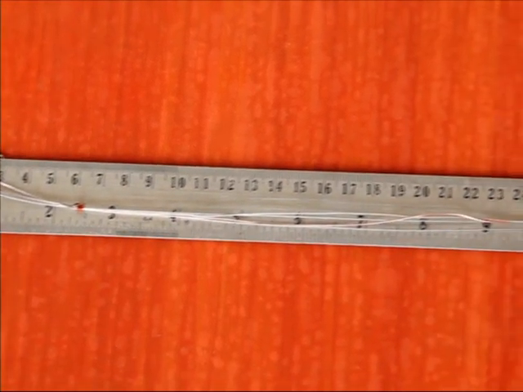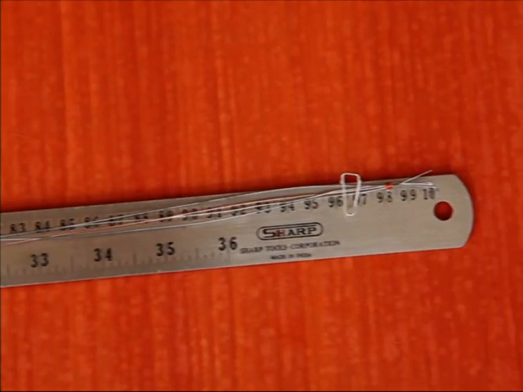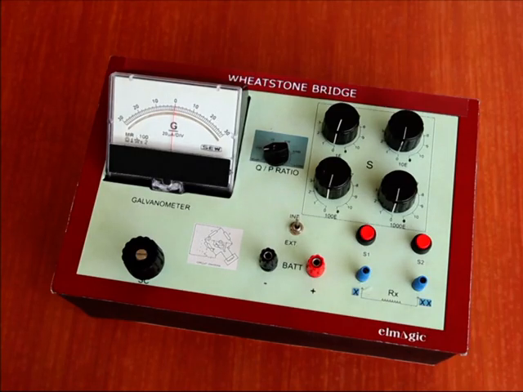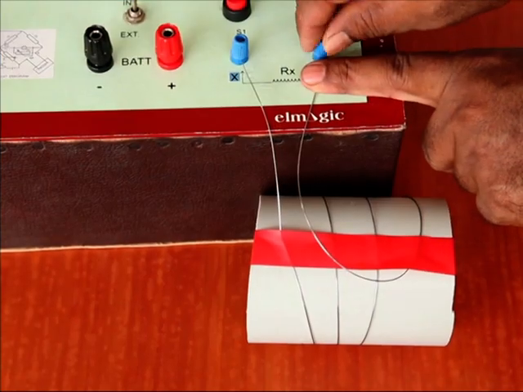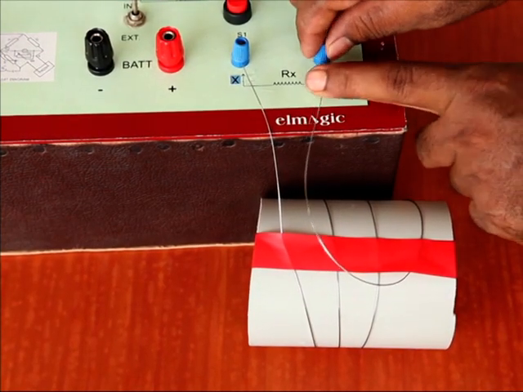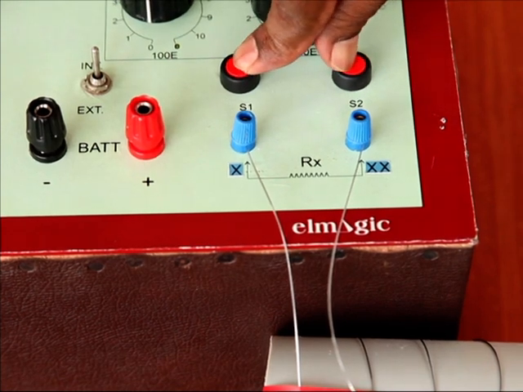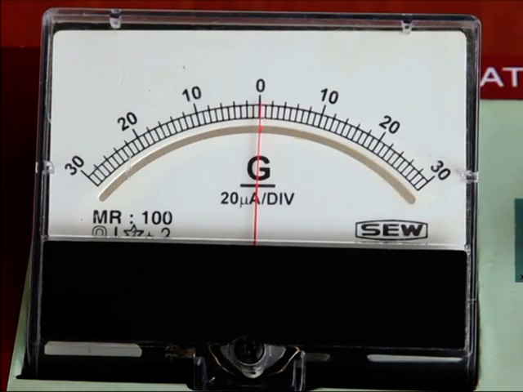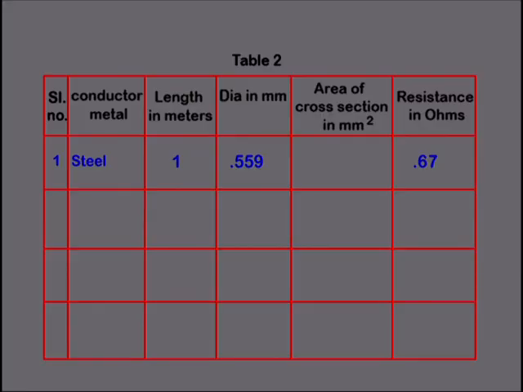Verify the length of the different metal wires and ensure they are all the same. Connect the Wheatstone bridge terminals X and XX to the steel wire. 5. Measure the resistance of the steel wire by the Wheatstone bridge. 6. Enter the value in Table 2.